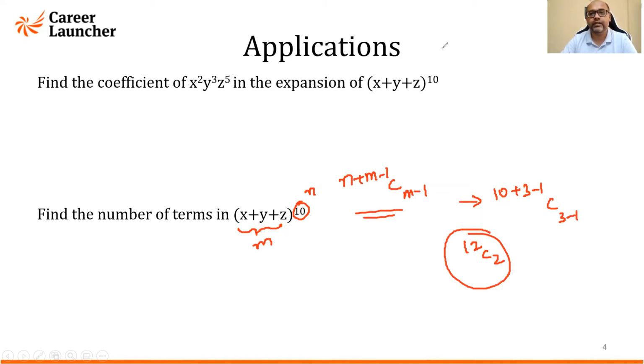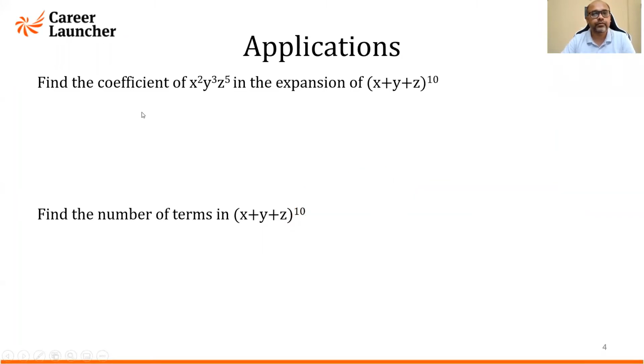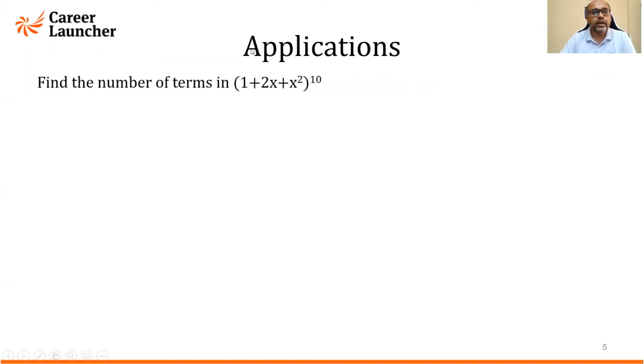Moving on to the next question now. Here, it's an interesting question. Find the number of terms in (1 plus 2x plus x square) whole to the power of 10. Now, the problem in this question: if you try to apply the formula directly, saying this is my a, this is my b, this is my c, so I will write it in the form of (a plus b plus c) whole power 10, so my answer should be 10 plus 3 minus 1 c 3 minus 1. This is actually wrong. Let us see why it is wrong.